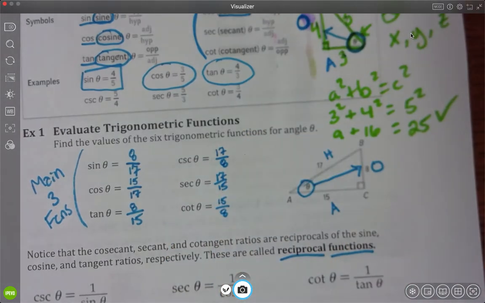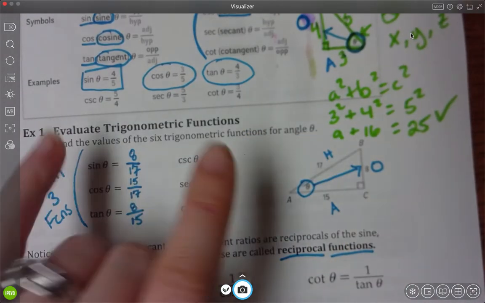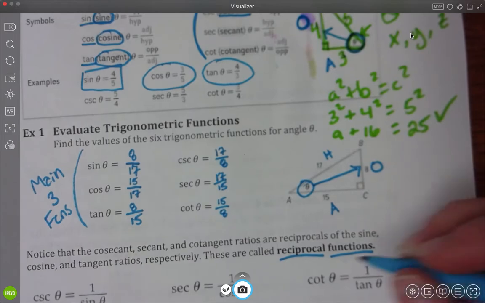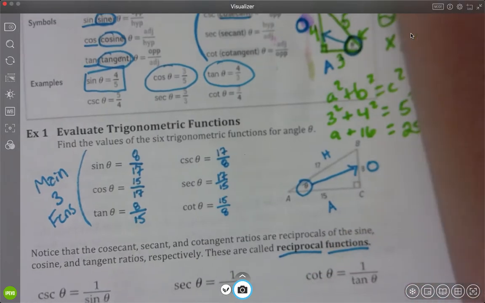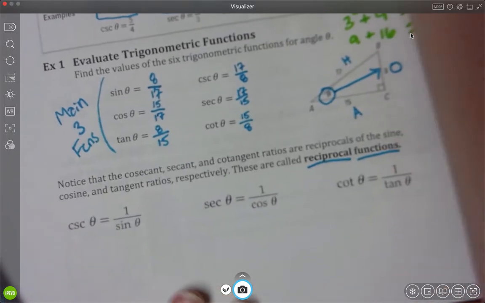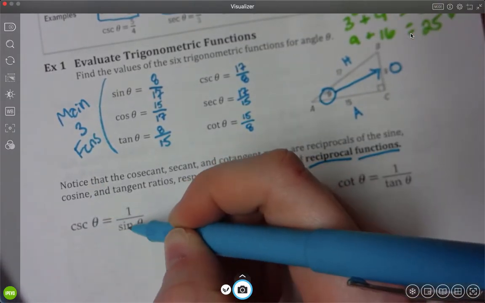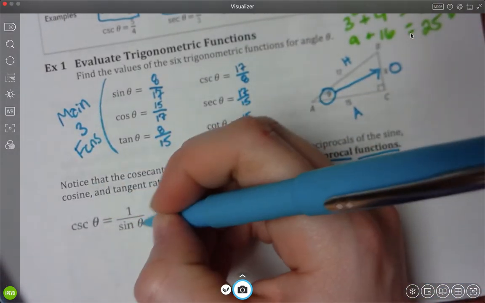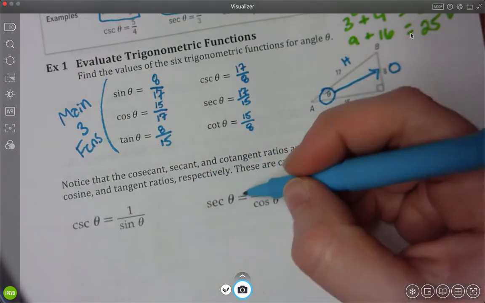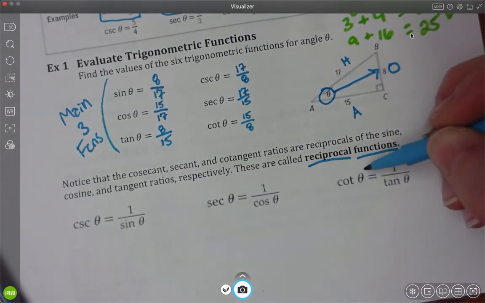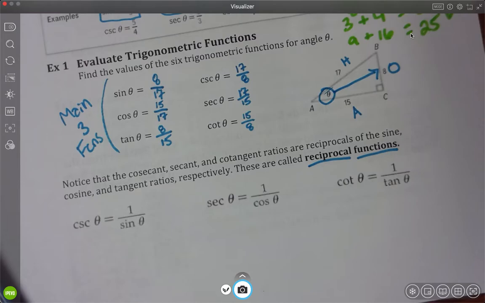Okay? And that's just kind of how those husband and wife will work together. They're called reciprocals. They're like the flip of each other. Okay? So cosecant is 1 over sine, or it's kind of like taking sine and flipping it around. Secant is 1 over cosine, and then cotangent is 1 over tangent. It's like flipping those around.